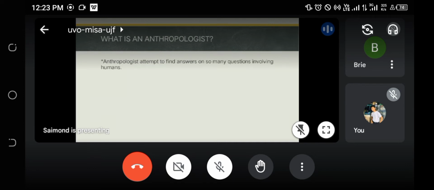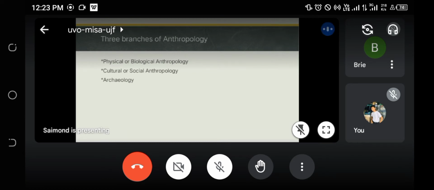What is an anthropologist? An anthropologist is a person engaged in the practice of anthropology. Anthropology is the study of aspects of humans within past and present societies. Social anthropology, cultural anthropology, and philosophical anthropology study the norms and values of societies.